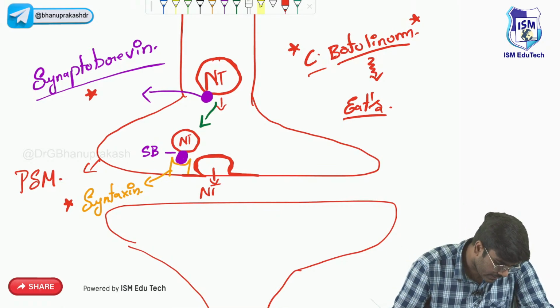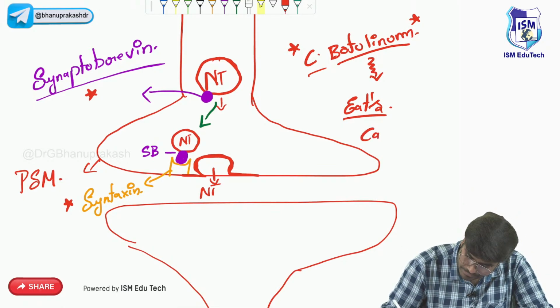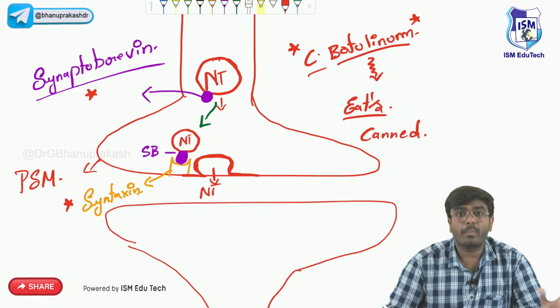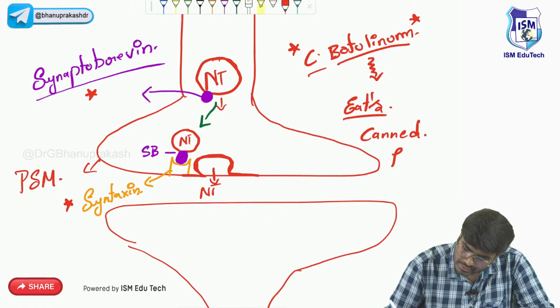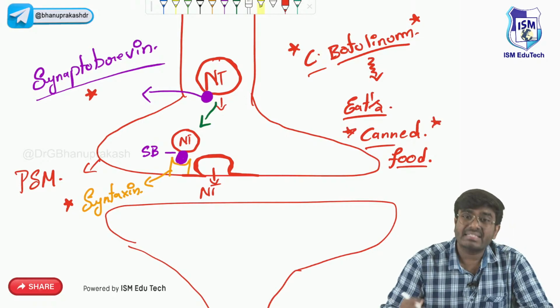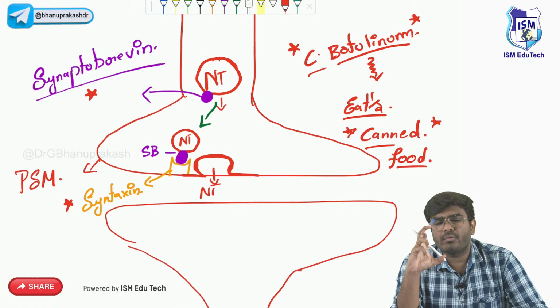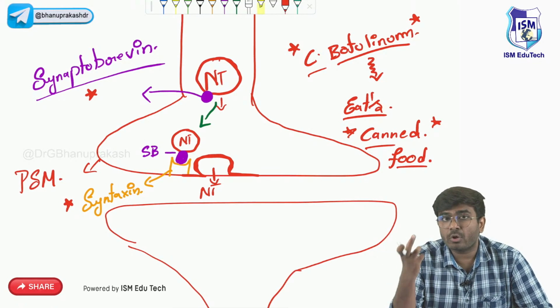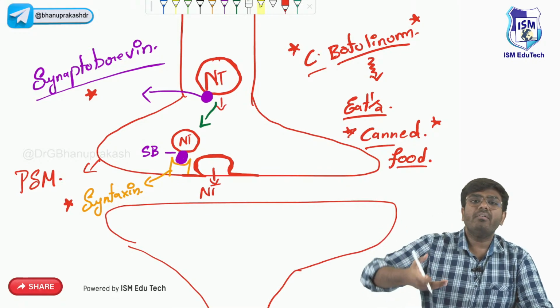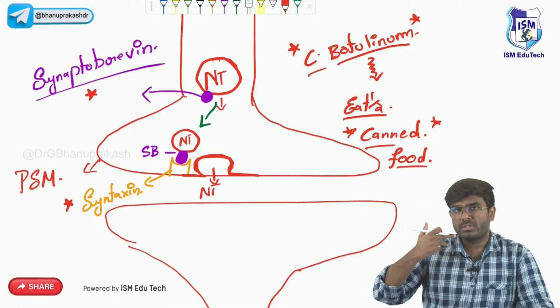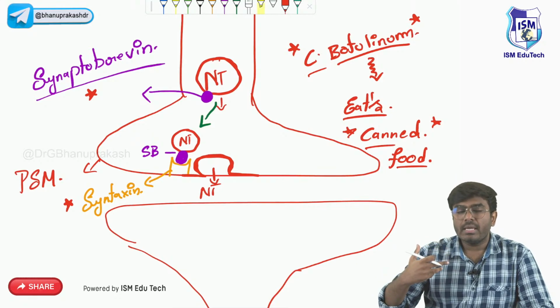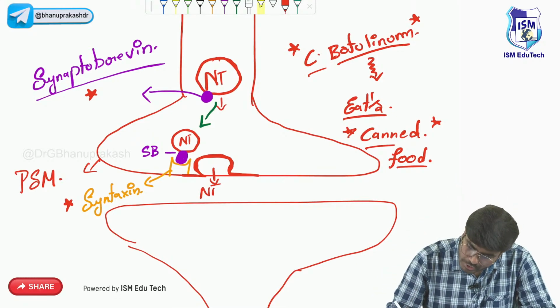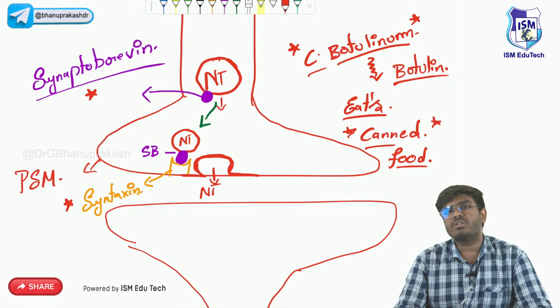Excellent. Canned foods. In the supermarket you will have canned food, right? Food stored in a can. Whenever you take this canned food, Clostridium botulinum spores may be present, or even Clostridium botulinum itself. Those spores come into your body. Now this Clostridium botulinum will produce a toxin called botulin.